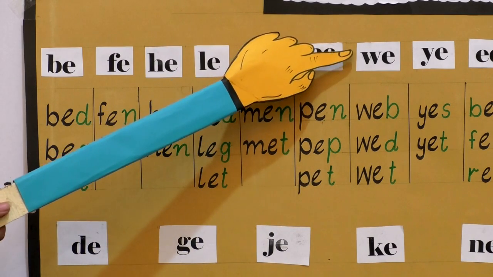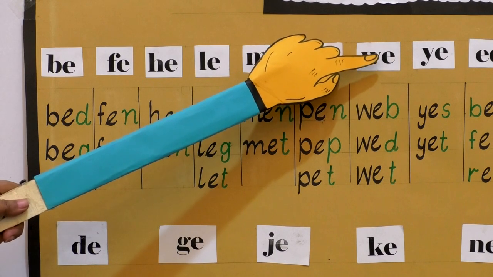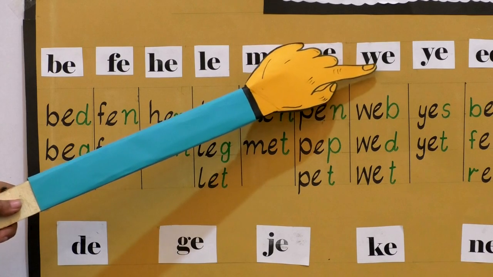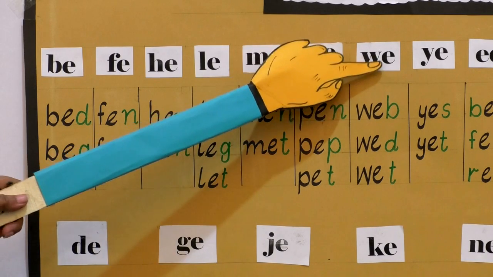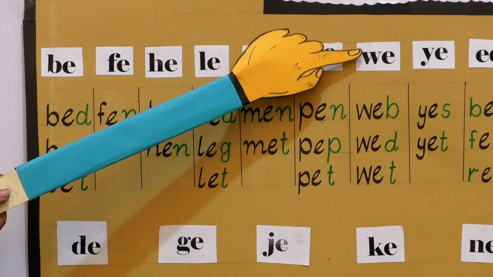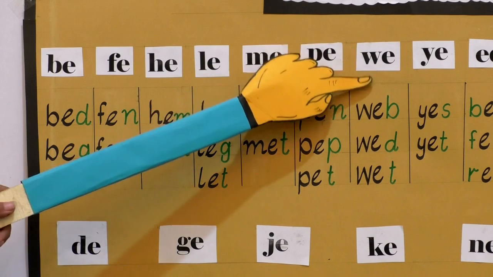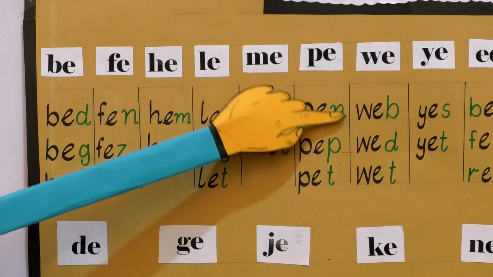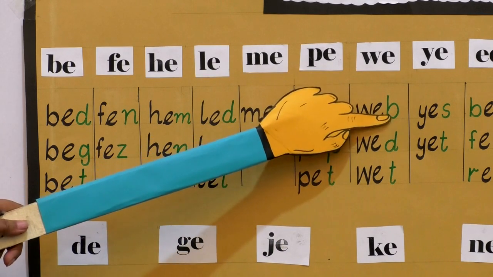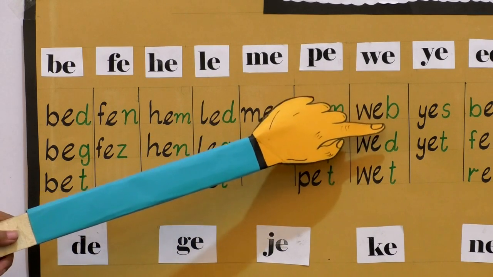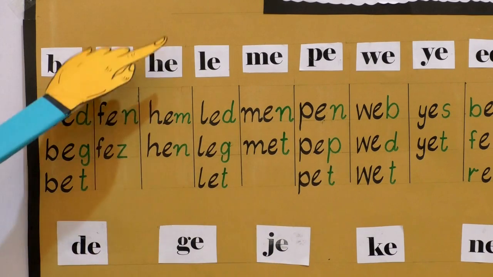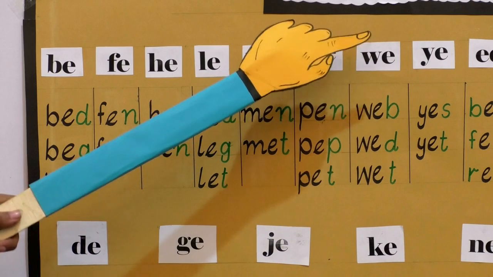Come to the next column. W sound is W and E sound is E. When we combine these two sounds, it will become V. W, E, V, E, V. The sound of V, E is V. Now we will join the sound of V with some other letters. V, B, V. V, D, V. V, T, V.